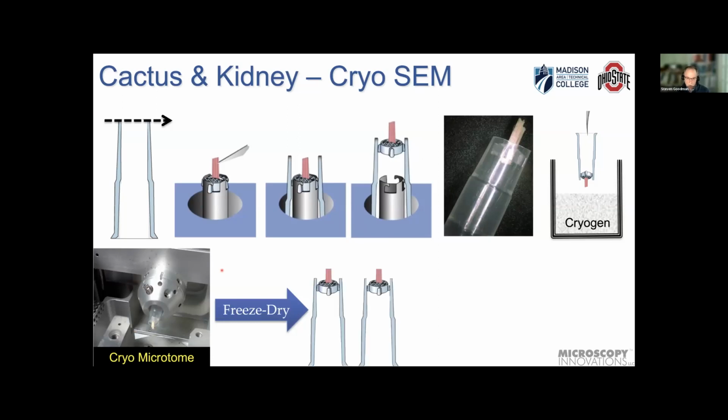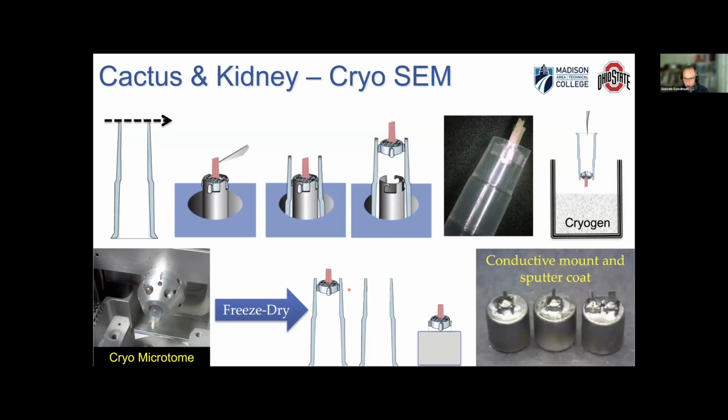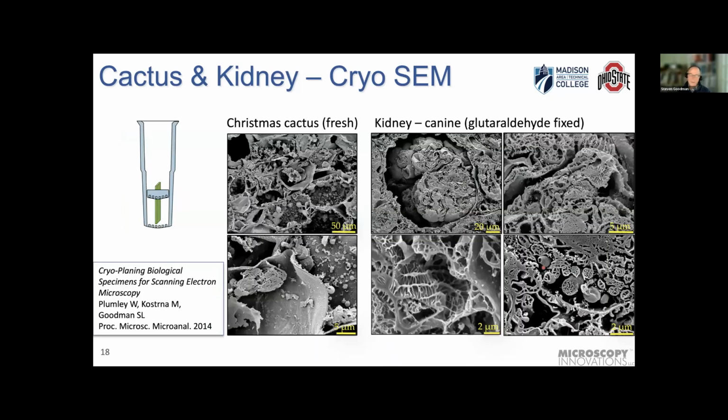The samples were then freeze-dried. This is what they look like, again, diagrammatically. And the screen itself was used to manipulate the specimen, not the specimen, and placed on an SEM stub where it was conductive mounted and sputter coated, again, at room temperature following the freeze drying. And this is what we see here in this particular example.